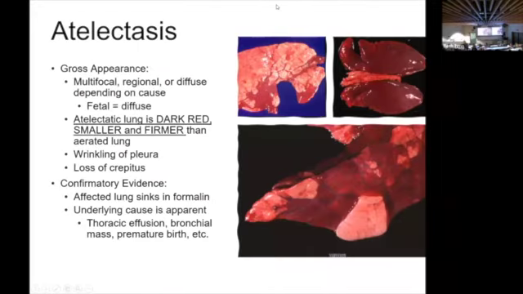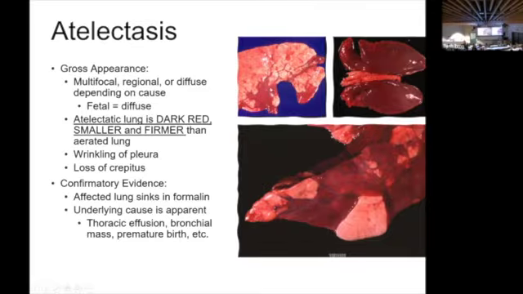Okay, so appearance of atelectasis. Remember, we've lost something, so the tissue is going to be shrunken and smaller and firmer than the normal. So this is a really good example. This pink stuff here, this is normal lung tissue. And then you see this contour here, how all the red is kind of sunken in and smaller. This is all atelectasis, all this dark red.